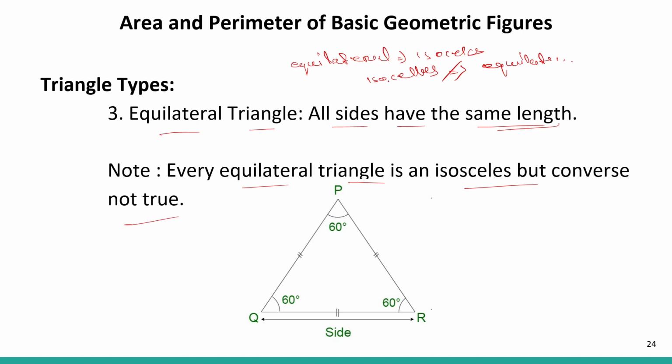Why? Because in the condition for isosceles, what we needed was two sides to be the same. In an equilateral triangle, there are three sides the same, so it can be right. And there is another condition, that all the three sides are the same in the case of an equilateral triangle. That is why all equilateral triangles are isosceles, but all isosceles need not be equilateral. So it is just a case of definition that makes it different.